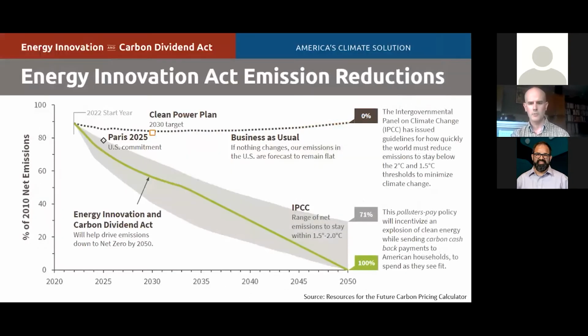Climate policy. Another model, Resources for the Future's carbon pricing calculator, will show where that Energy Innovation Carbon Dividend Act, a gradually increasing price on carbon returned to citizens, compares to business as usual, and where it says we need to be within that gray span of what the IPCC says we need to get down to in reductions by mid-century to stay within their stated goals of 1.5, and if we blow by that, 2 degrees centigrade of global temperature increase. You can also see our Paris commitment is here, and the nice thing is that this is exceeding that.